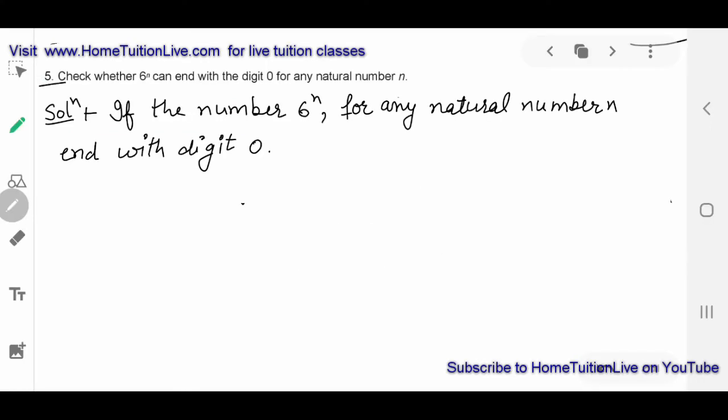5 of exercise 1.2. Check whether 6 power n can end with digit 0 for any natural number n.